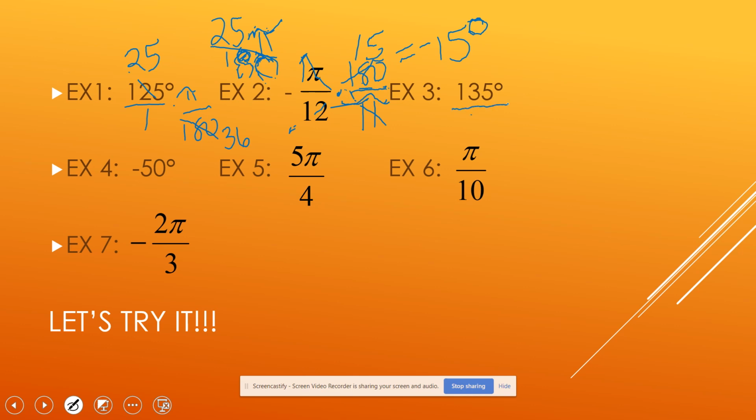Example 3. Changing degrees into radians, so we'll put it over 1 and multiply by pi over 180. Again, we have the pi in our answer, which is what we want, and then we simplify the 135 and the 180, and that gives us 3 pi over 4.